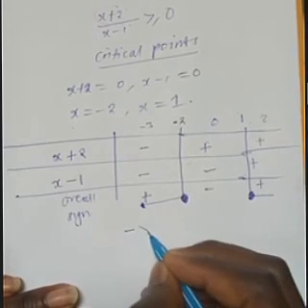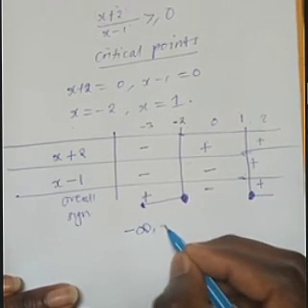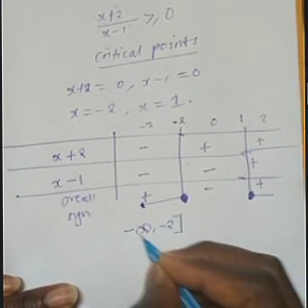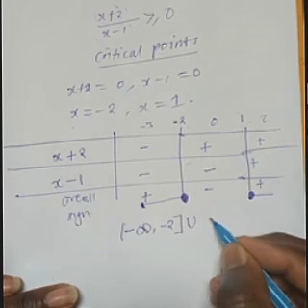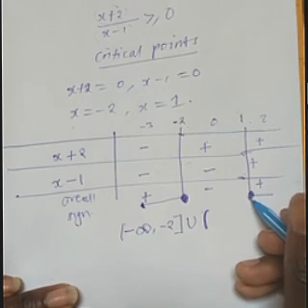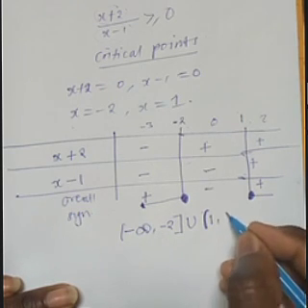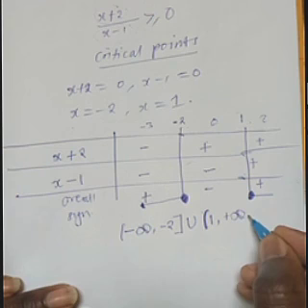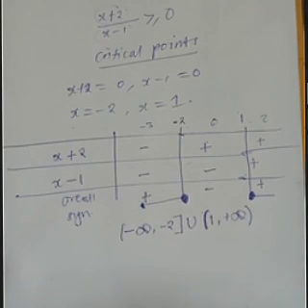So you start from negative infinity, ending up to -2. This has to be part of the solution. Union, open. Use a smooth bracket for this one because it is not part of the solutions, 1 up to positive infinity. This is all I prepared for you guys for today.